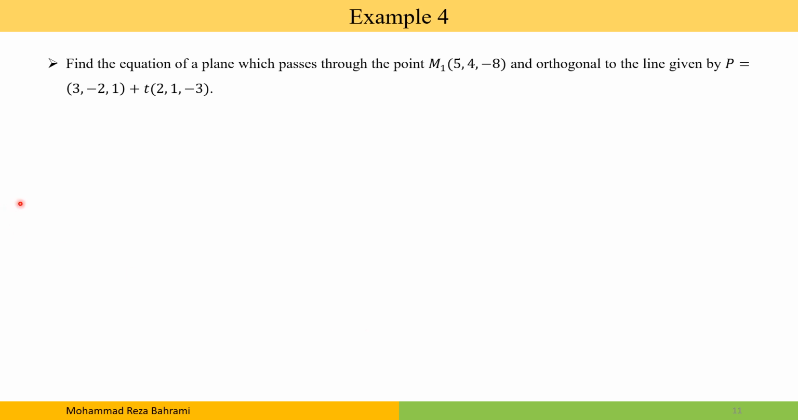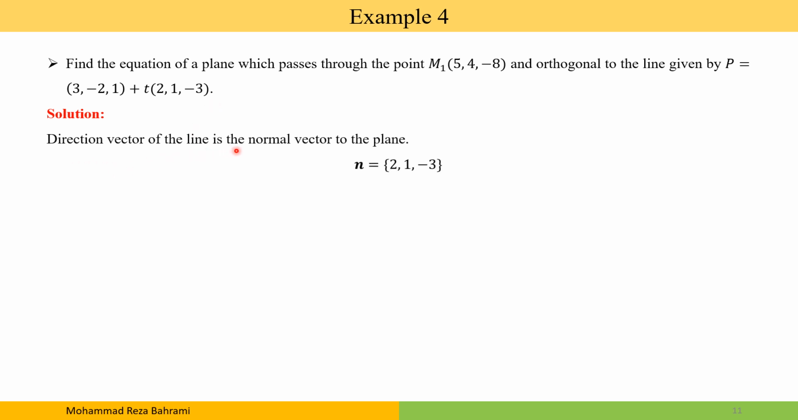Let's have an example here. Find the equation of a plane which passes through point M1 with these coordinates and is orthogonal to the line given by this equation. The equation of the line, we talked about it last week, so just recall it from that tutorial.